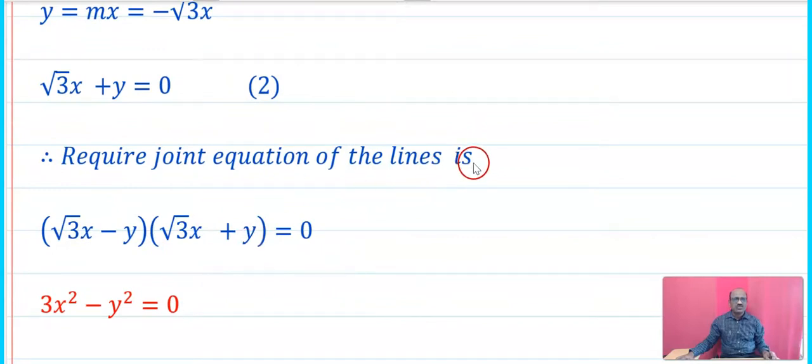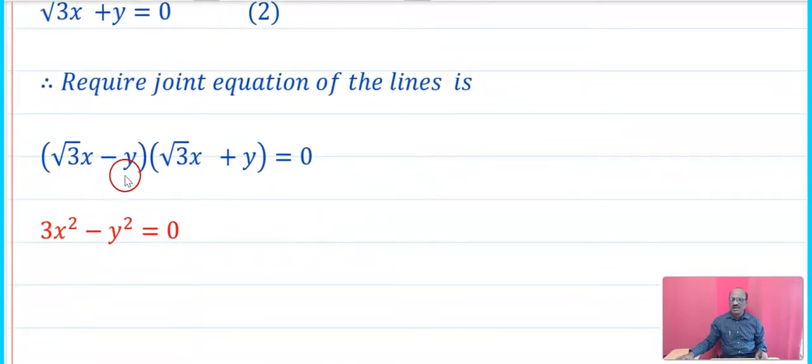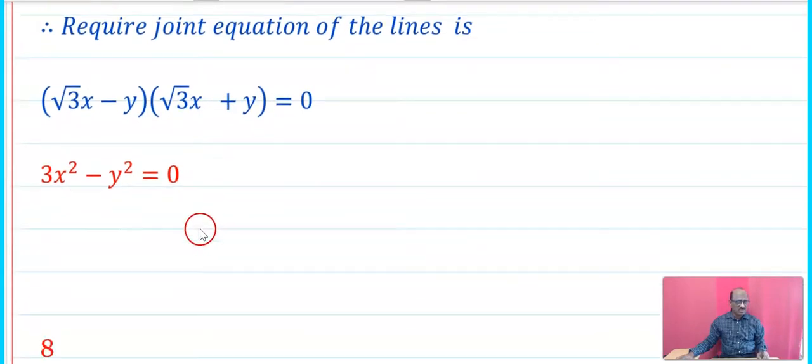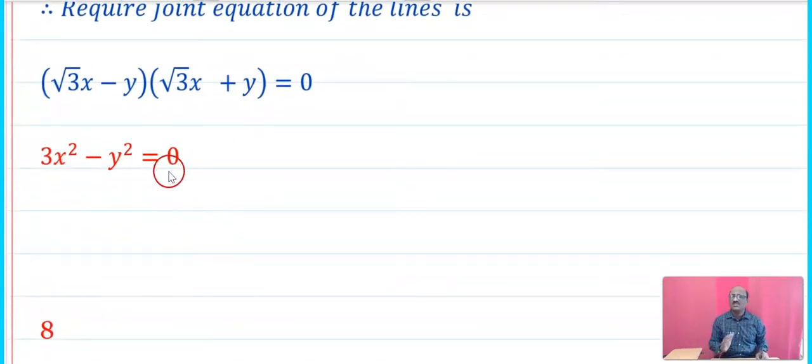And their required joint equation is root 3 x minus y into root 3 x plus y is equal to 0. That is a minus b into a plus b, a square minus b square is equal to 0. That is 3x square minus y square is equal to 0. This is the required joint equation of lines.